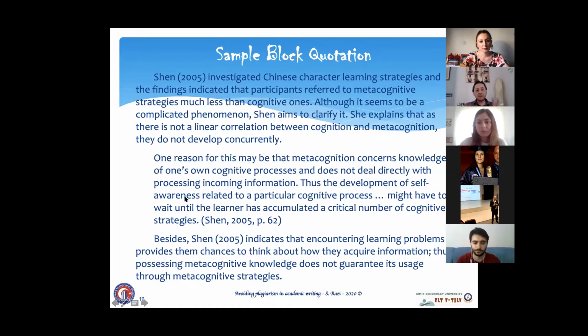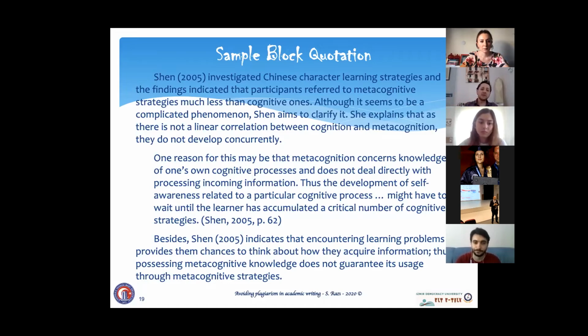Do we use double quotation marks for block quotations? No. However, we still need to inform our readers that we directly copied this information. Then, how do we tell our readers that we directly copied this information from another source? We indent. What do we indent? Normally, we indent the first line of each paragraph.